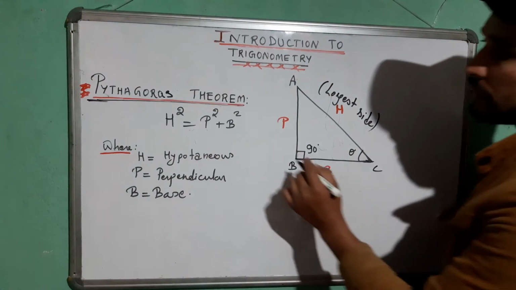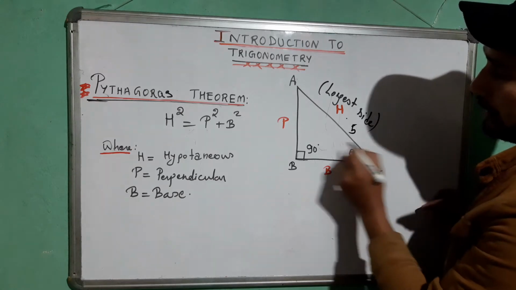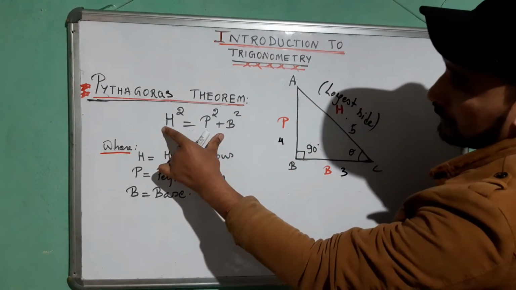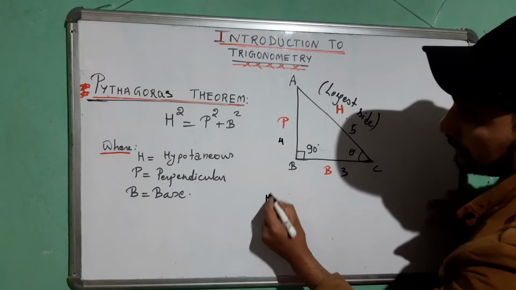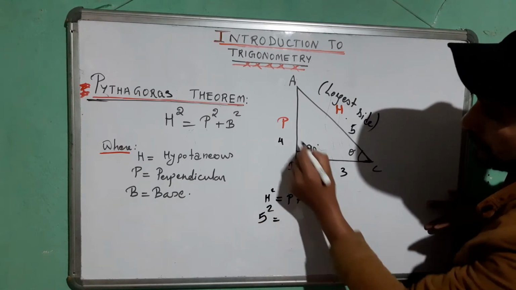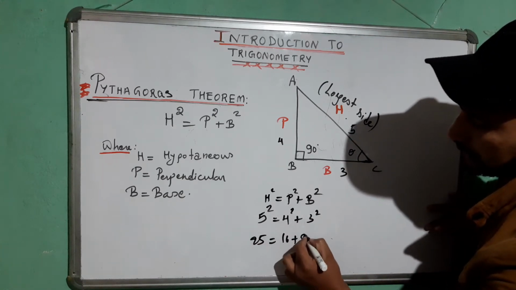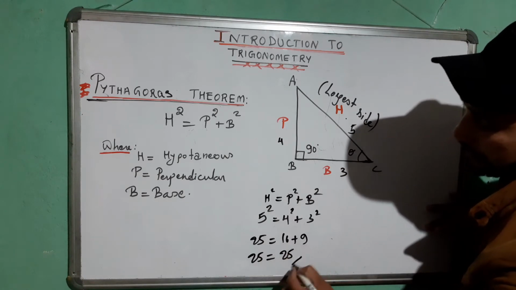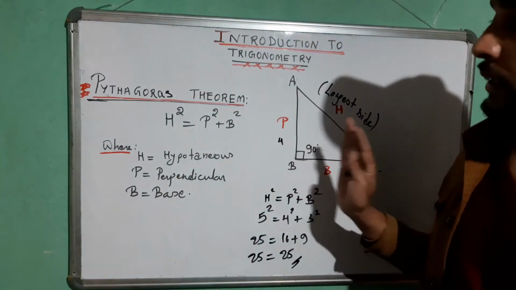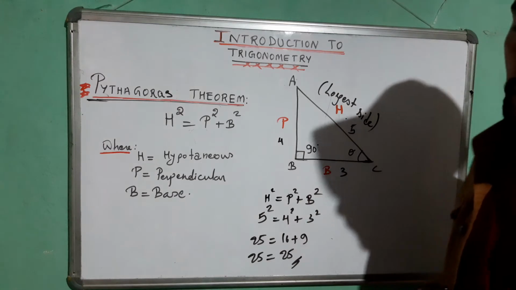For example, if this is 5 and this is 4, then this should be 3, so that this relation holds. So we have h square equals p square plus b square. For h we have 5 square, for p we have 4 square, plus b is 3 square. So 5 square is 25, equals 4 square 16 plus 3 square 9. 16 plus 9 is 25. So Pythagoras theorem says that in a right angle triangle, the square of the longest side is numerically equal to the sum of the squares of the other two sides.